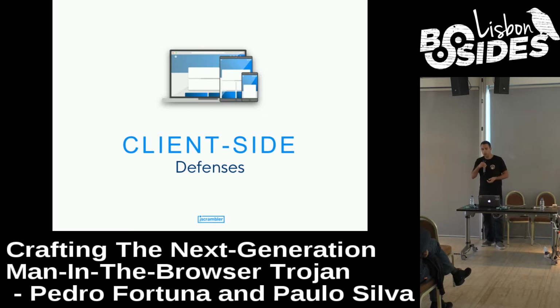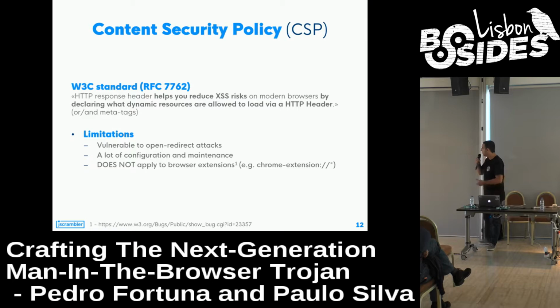Let's take a look now at some of the standards that you can use to defend web applications on the client side. Starting with CSP, Content Security Policy. So it's meant to prevent script injections into pages. So you can set a bunch of policies to specify which scripts can be loaded and from where. And you can do that with a header, a special header, or with meta tags.